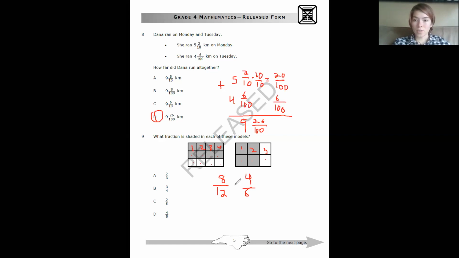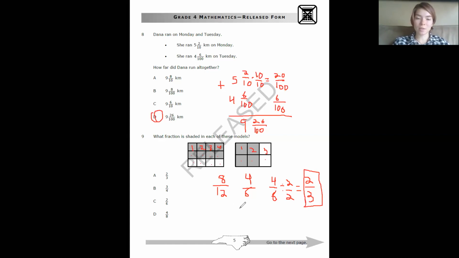Now, to do this problem, we need to know how to simplify fractions. To simplify a fraction, we're going to want to find the biggest number that goes into both the top and the bottom. So we know that 2 goes into both 4 and 6. So we can divide the top by 2 and divide the bottom by 2, and we get 2 over 3, because 2 times 2 is 4, 2 times 3 is 6. So when we simplify this fraction, we get 2/3.